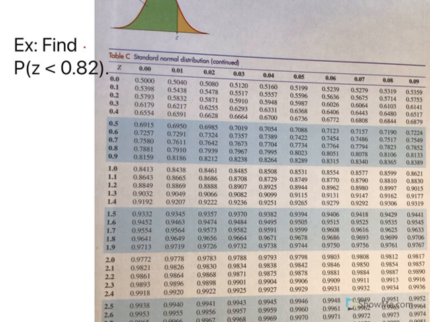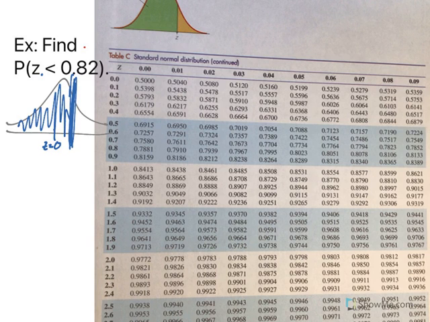So let's find the probability that z is less than 0.82. Our z-score is 0.82, and we're looking for area to the left. If I'm drawing this picture, again I know that z is 0 here in the middle. 0.82 is positive, so it's going to be somewhere over here. My table gives me area to the left, and that's what I want. I want less than 0.82.